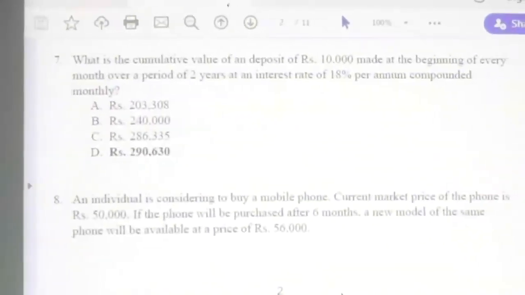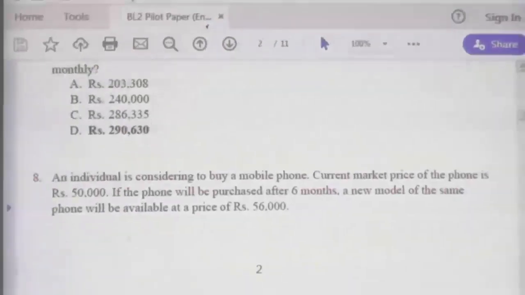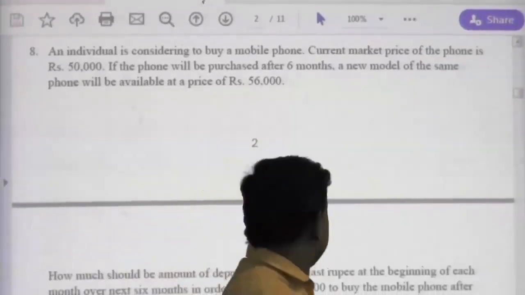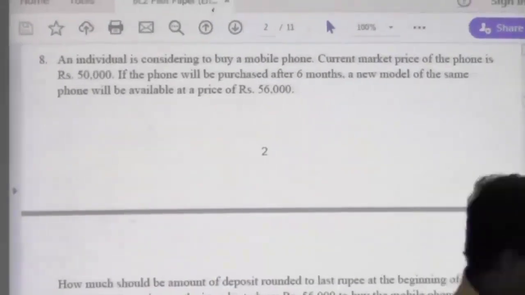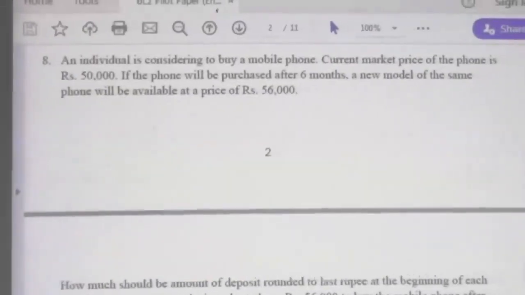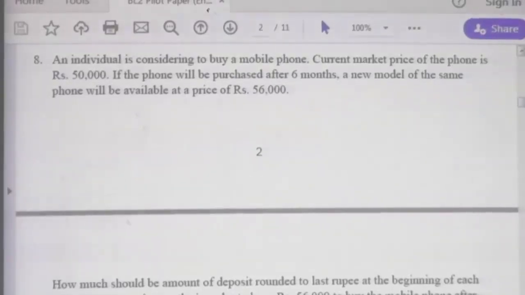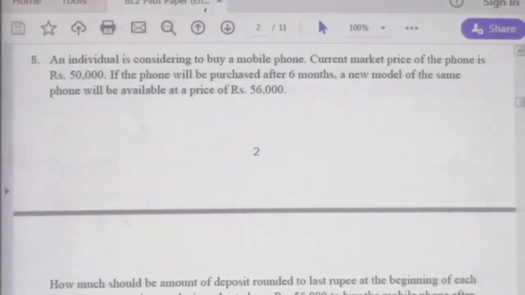Question number 8. It's a big question. Let's read it first. Have a read. An individual is considering buying a mobile phone. The current market price of the phone is 50,000. I think you read the question.